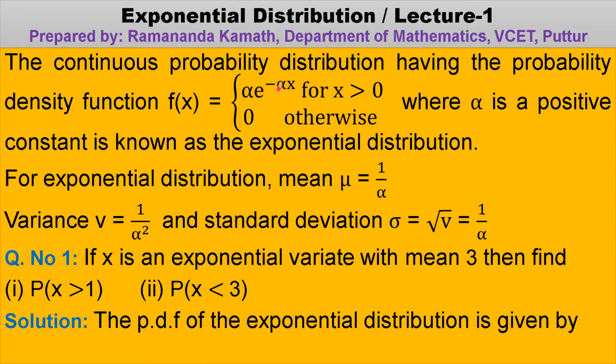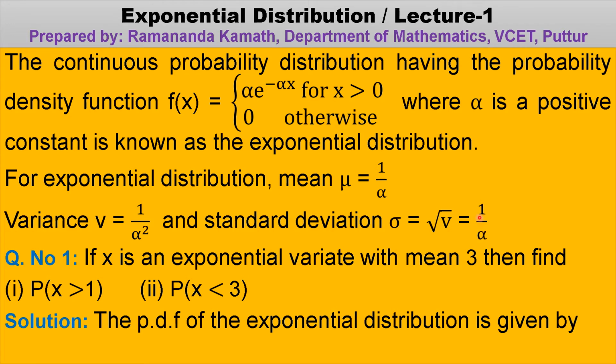So the continuous probability distribution with the probability density function f of x given by this is called an exponential distribution. And for an exponential distribution, its mean is 1 by alpha, its variance is 1 by alpha square, and its standard deviation, which is denoted as sigma, is equal to the root of the variance, which will be equal to root of 1 by alpha square, or 1 by alpha.